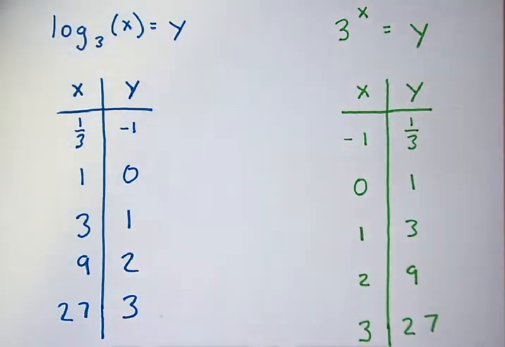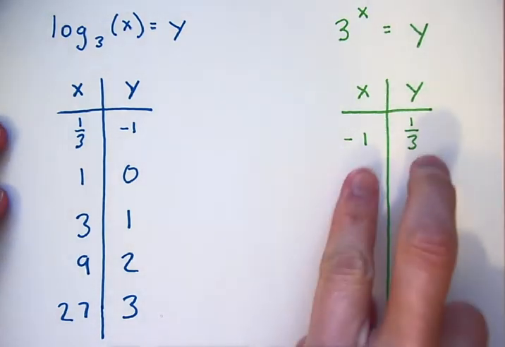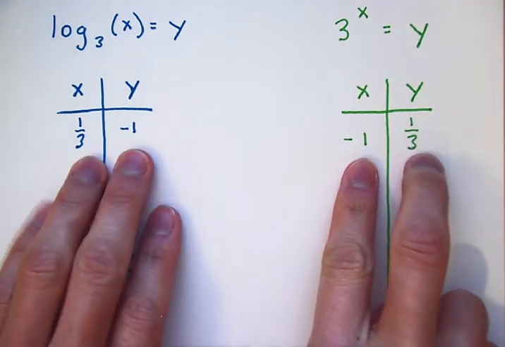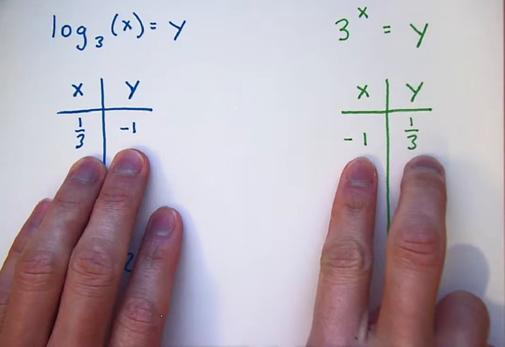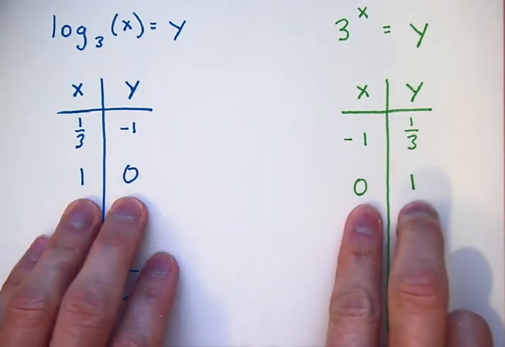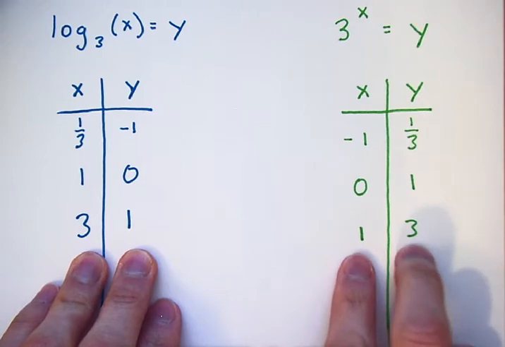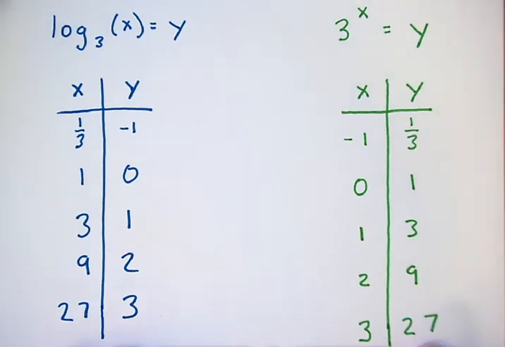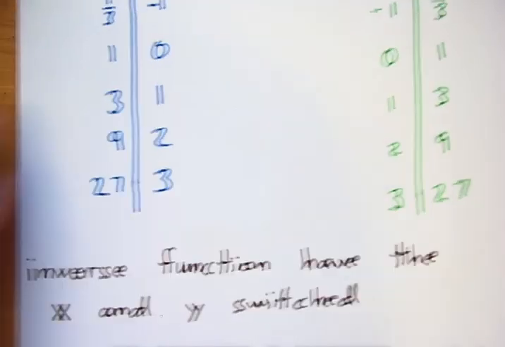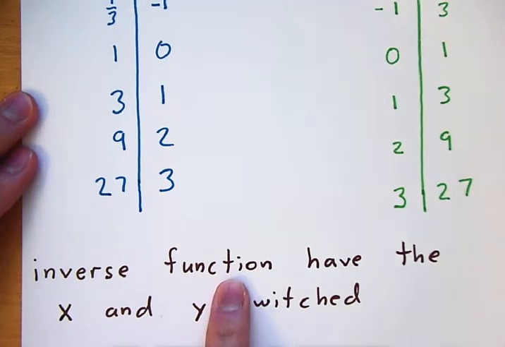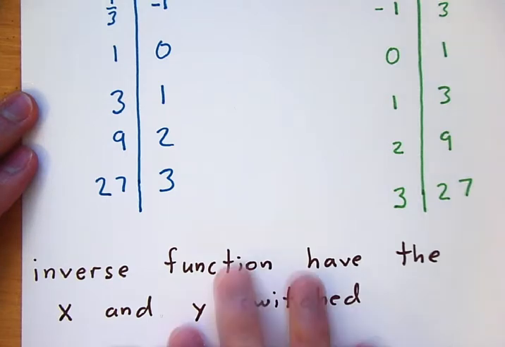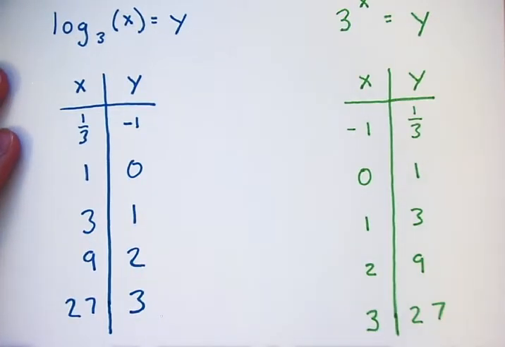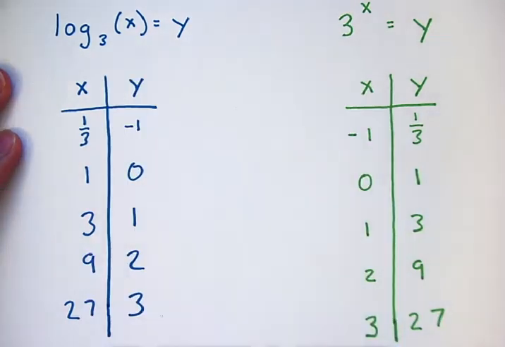What you'll notice is their x's and y's are basically switched for each one of these. 1, 0, 0, 1. 3, 1, 1, 3. 9, 2, 2, 9. 27, 3, 3, 27. And that's because for inverse functions in general, they have their x and their y switched. So that's how you can sort of confirm that these two are inverse functions.